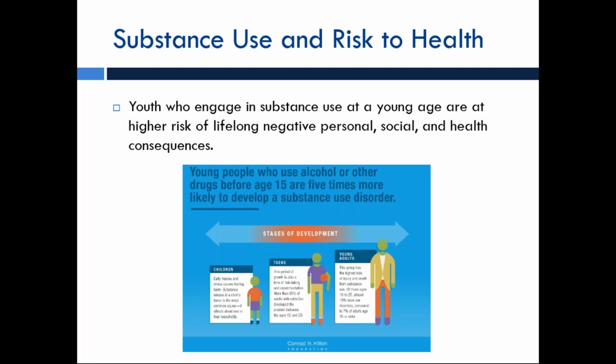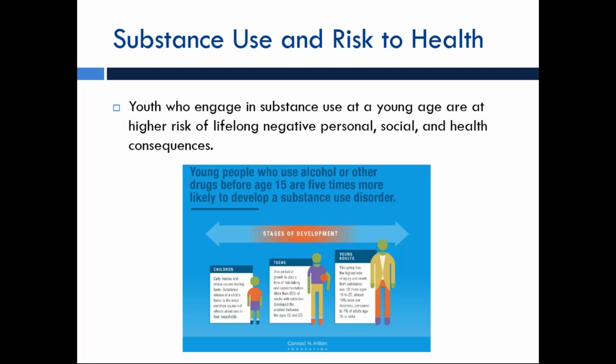A little more about the intersection of onset of substance use during the youth years and risk for future substance use disorder. As this slide indicates, young people who use alcohol or drugs before age 15 are 5 times more likely to develop a substance use disorder. This increased likelihood also varies based on how early or late before age 15 use begins. If use of alcohol begins before age 12, the likelihood is much greater than if you wait until 15. And the reverse is true as well.